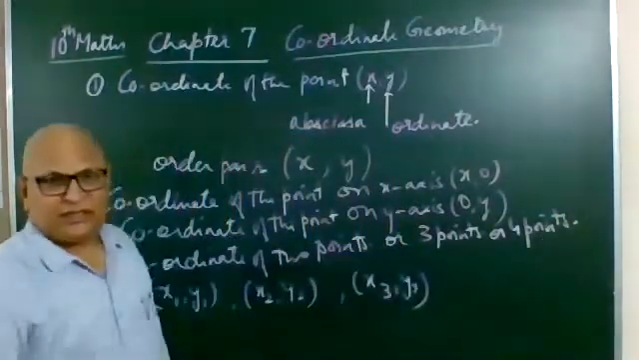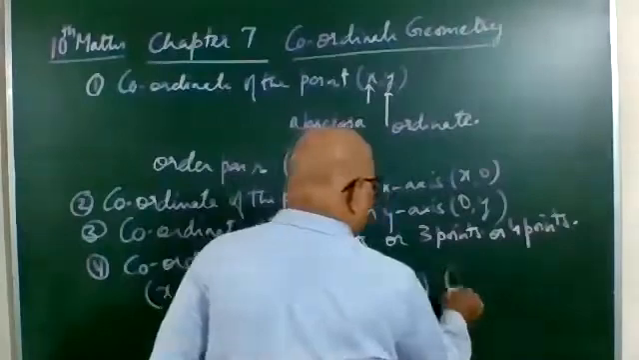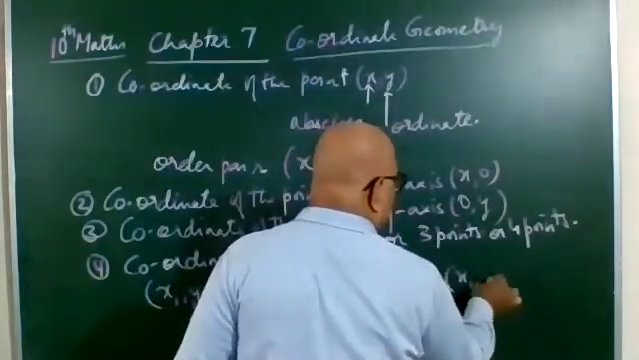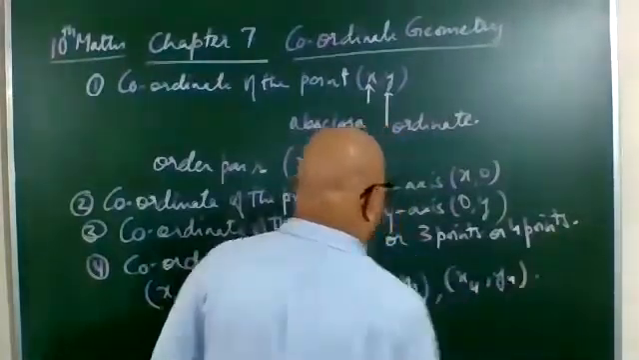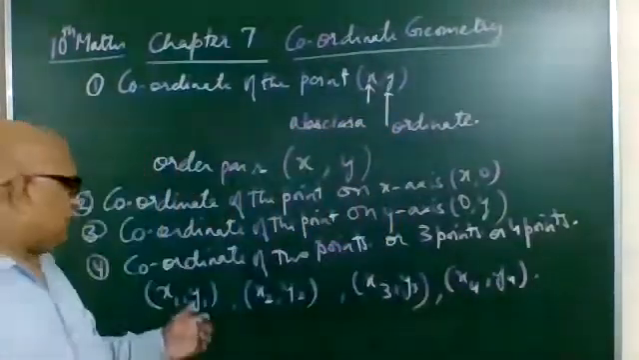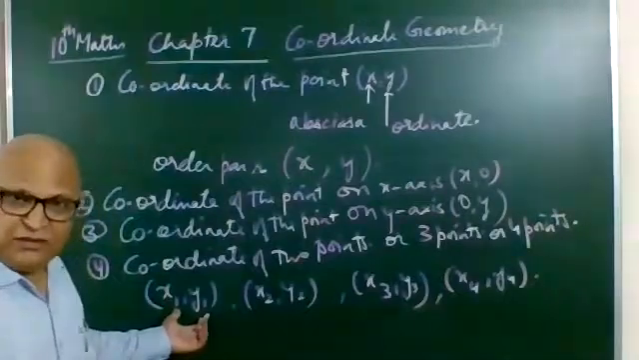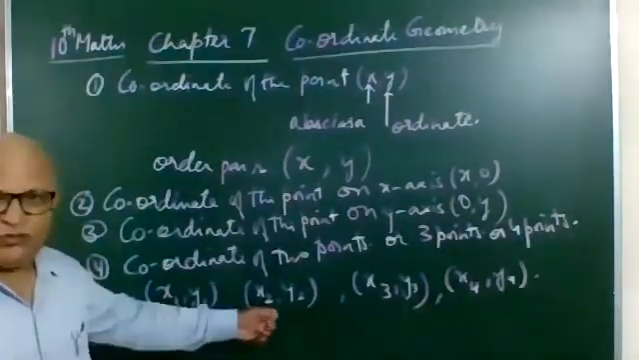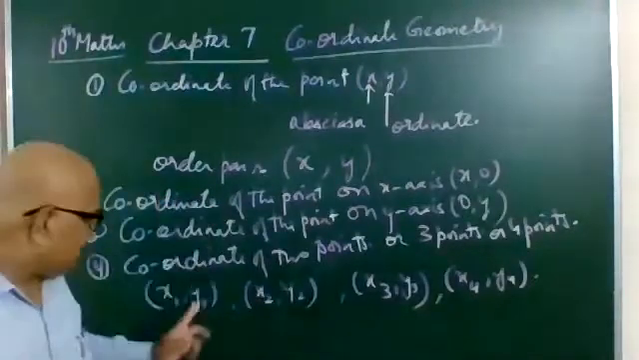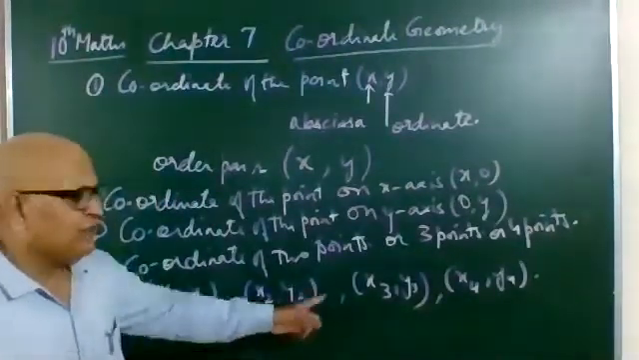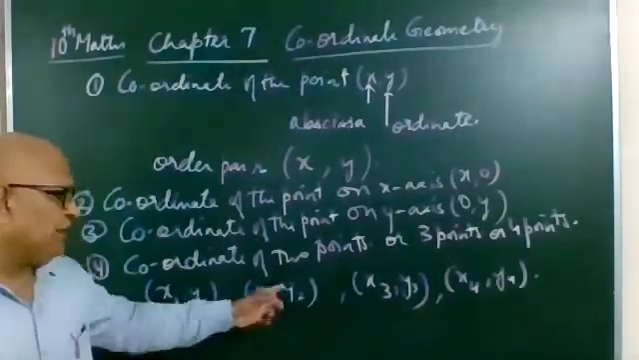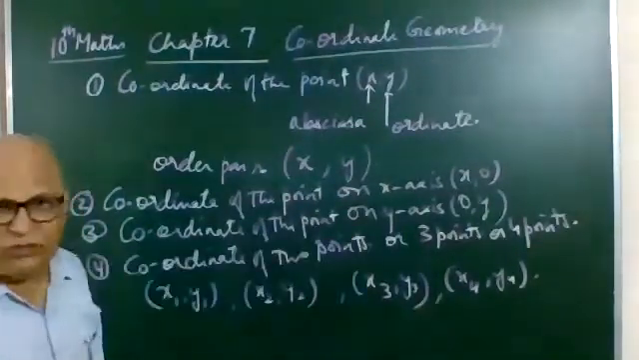4 points. Then you will say x4, y4. So these are x1, y1, the first point. If 2 points are given, you can take x1, y1, x2, y2. If 3 points are given, x1, y1, x2, y2, x3, y3. If 4 points are given, x1, y1, x2, y2, x3, y3, and x4, y4.